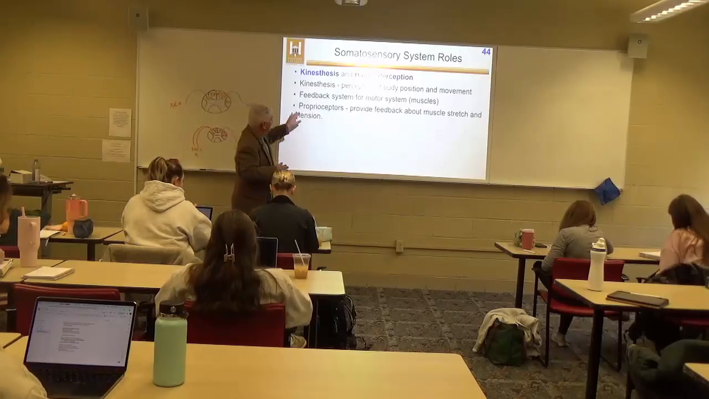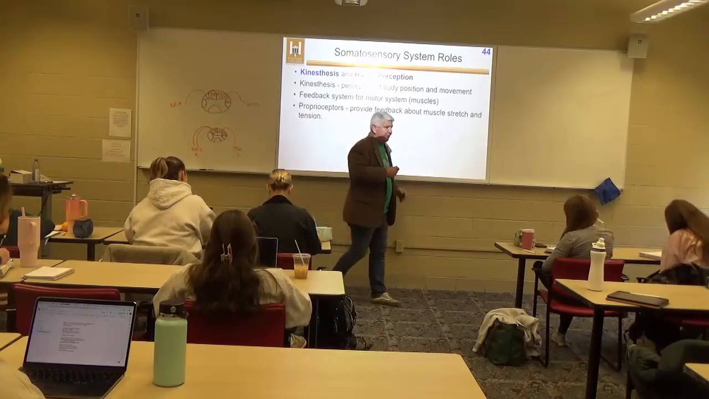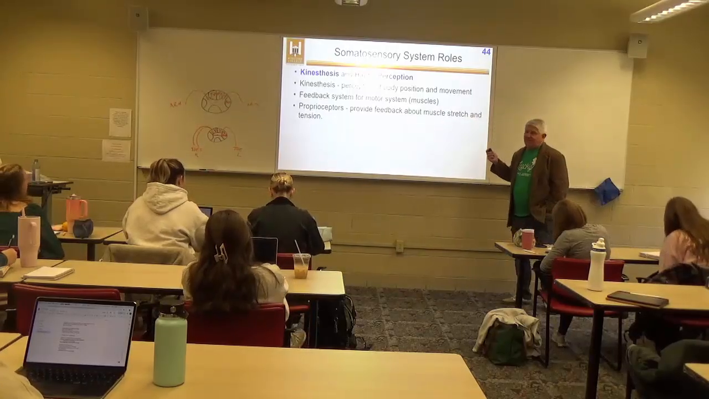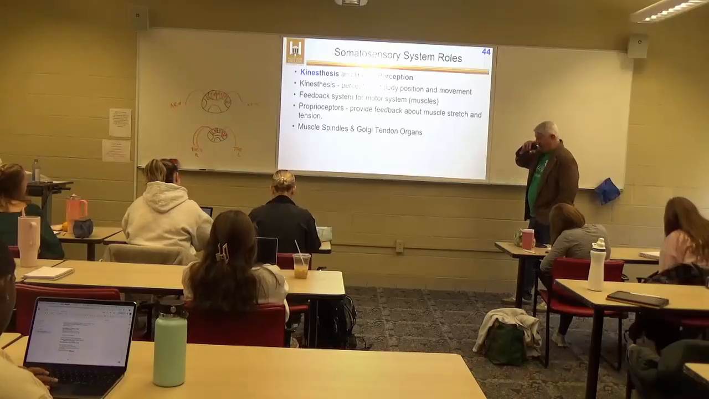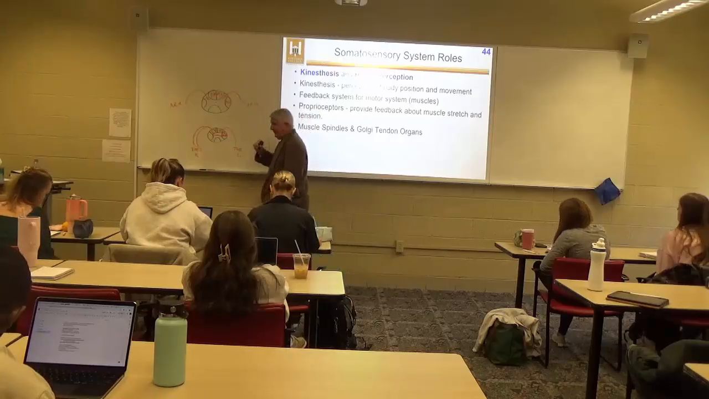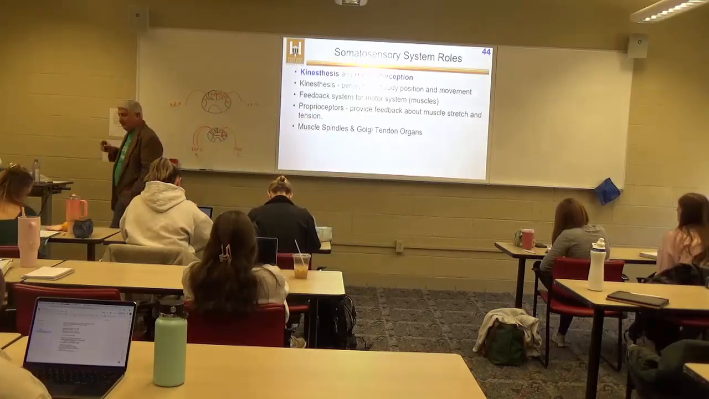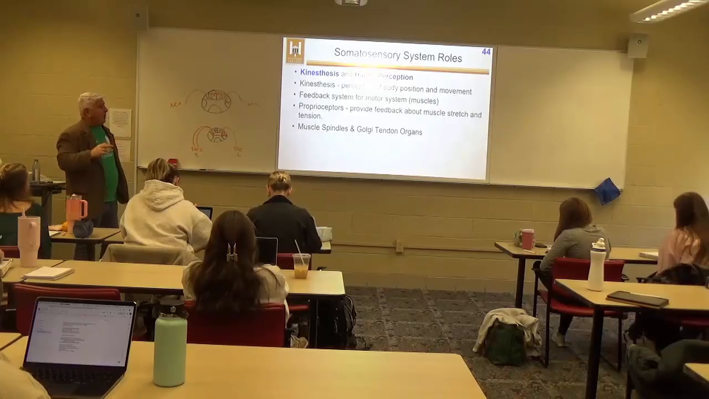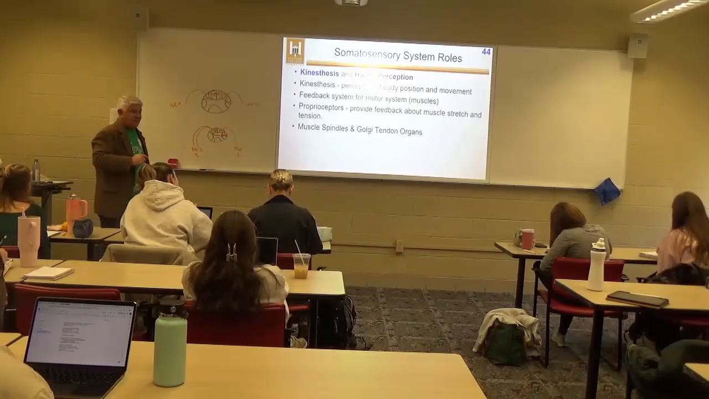And so there are particular receptors called proprioceptors that are providing this kinesthesis, right? And the two proprioceptors that we're going to learn about are muscle spindles and Golgi tendon organs. Separate from the mechanoreceptors, this is a whole separate part of the somatosensory system.